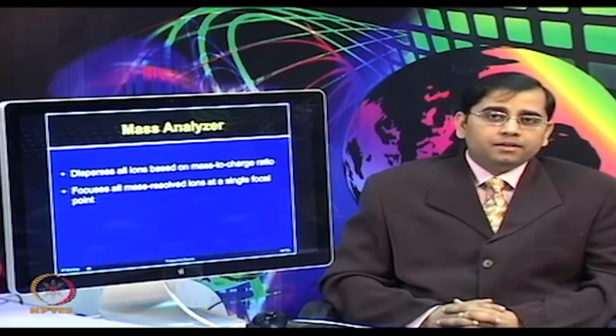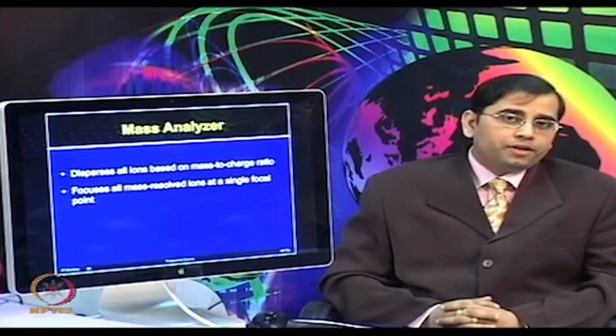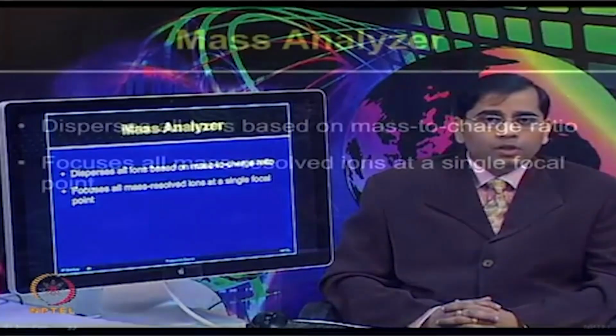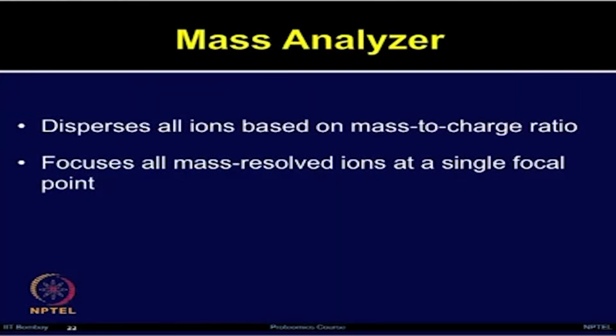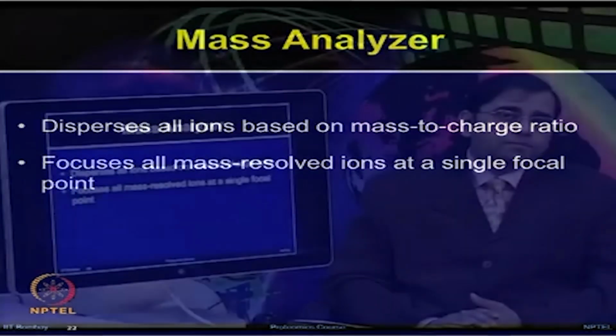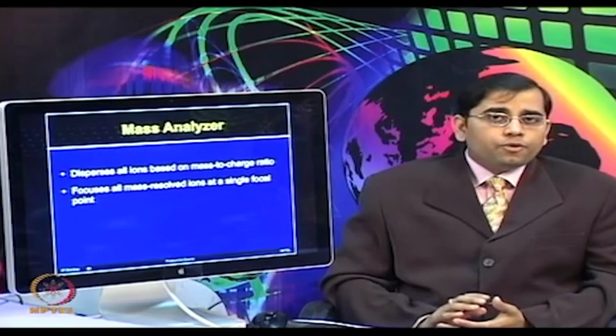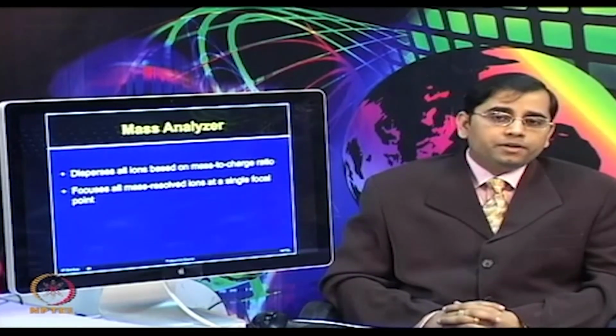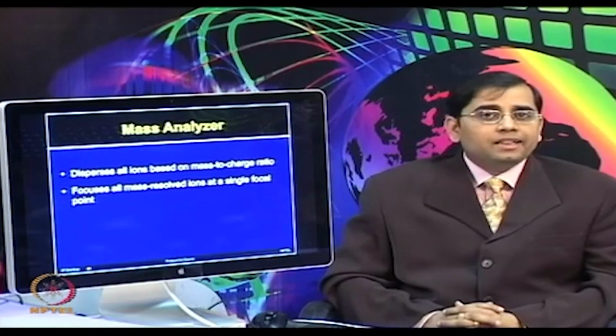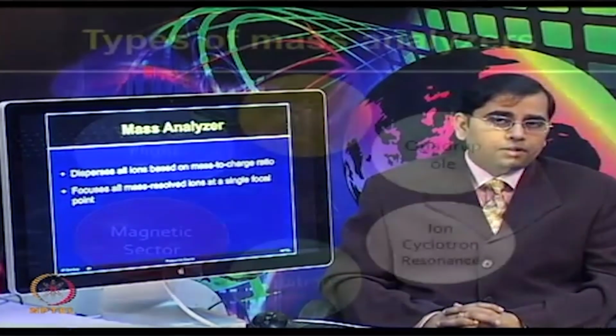A mass analyzer plays two most important functions. First of all, it disperses all the ions based on their mass to charge or m/z ratio. Second, it focuses all the mass resolved ions at a single focal point. Therefore, as all the ions enter the mass spectrometer, it can maximize their transmission.